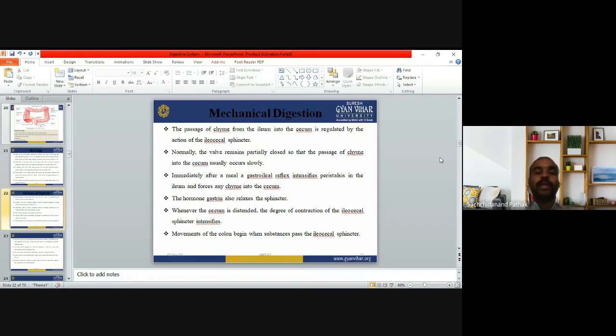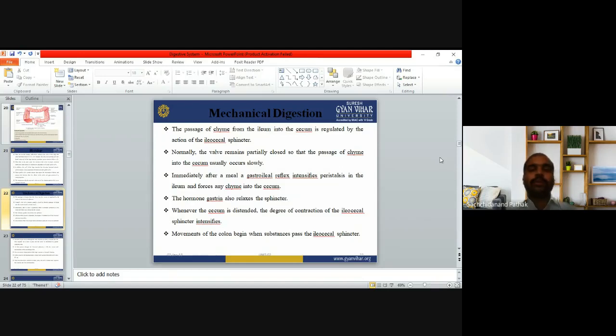Now, which type of mechanical digestion is going to happen inside this? Mechanical digestion. After the chemical digestion, we will see the mechanical digestion. The passage of chyme from the ileum into the cecum is regulated by the action of the ileocecal sphincter. We know the ileum and the cecum are connected at a point having a wall known as the ileocecal sphincter. And this sphincter allows the passage of food from the small intestine to the large intestine, that means from the ileum to the cecum.